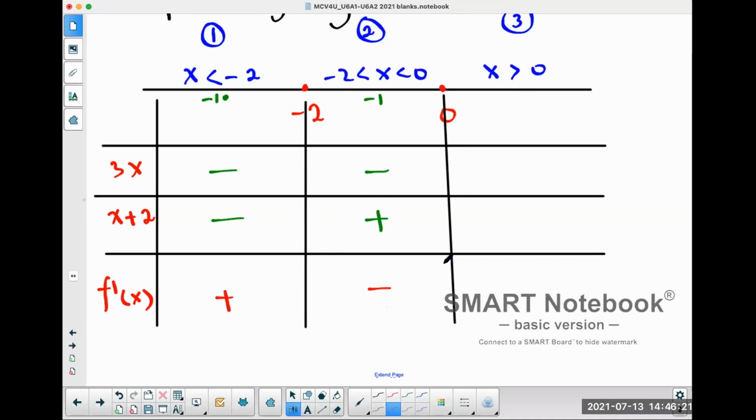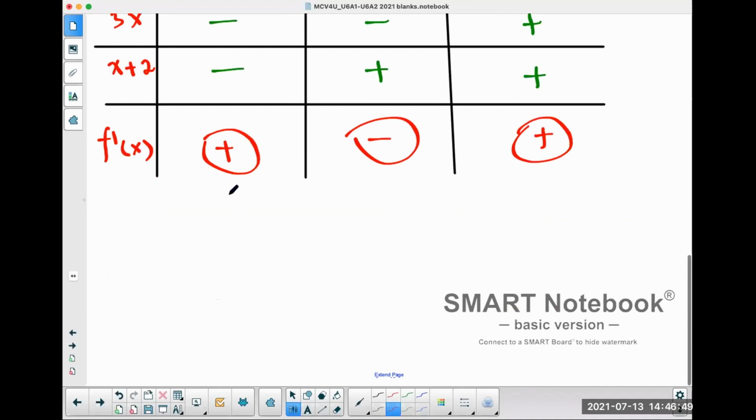What about a number bigger than 0? Let's not pick something hard. Let's just pick 1. 3 times 1 is 3, positive. 1 plus 2 is 3, is positive. A positive times a positive is positive. So what does that mean? I have those two regions where the derivative is positive, and I have this region where the derivative is negative.